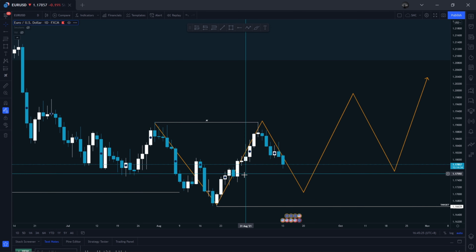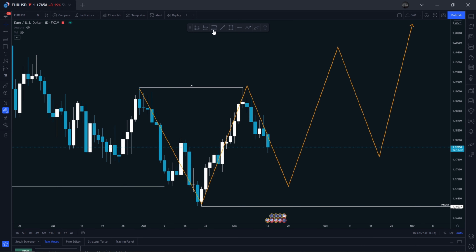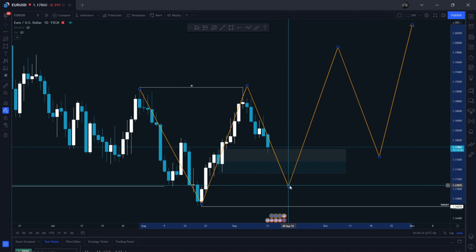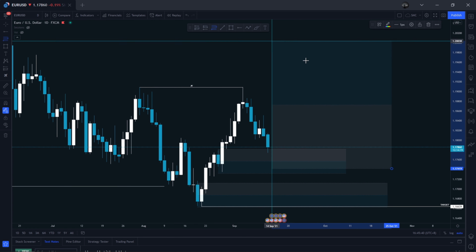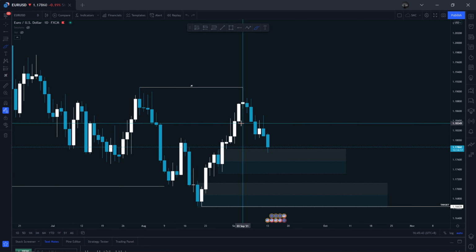So that's why what I did, I went to a higher time frame to clear myself up. So I saw this order block right here. Let me just erase this. See this order block right here, and I see another order block right here. So either way, price can either bounce from here or bounce from here.